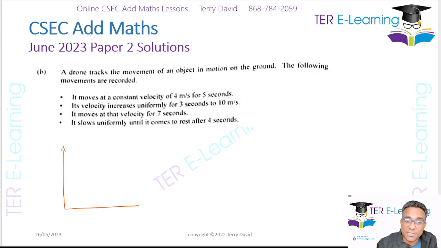do a sketch first before drawing anything, because they want me to draw a graph, right? So we have velocity, we have time. Now they said it moves at a constant velocity of 4 meters per second. So what's happening here, it's doing this. So this is 4. It does so for 5 seconds. So therefore this time here is going to be 5. This is 0. They said its velocity increases uniformly. So when they say uniform, it's going to be a straight line for 3 seconds to 10 meters per second. So you're coming up here, right? So you increase your velocity for 3 seconds. So therefore this is going to correspond to 8. And this here is going to correspond to 10 meters per second, right?